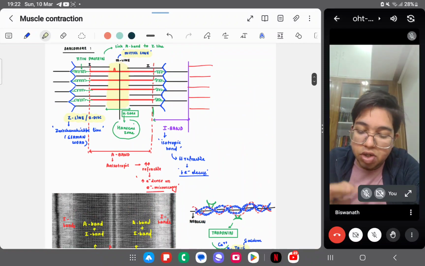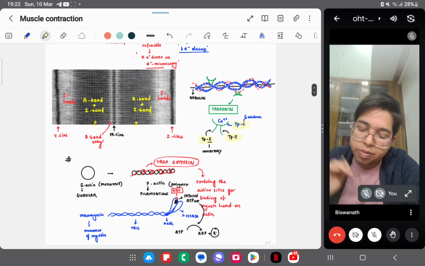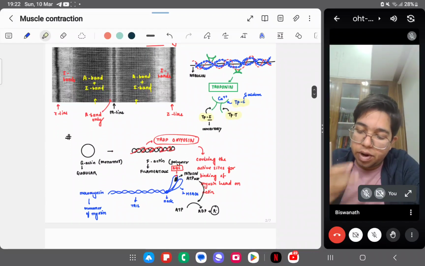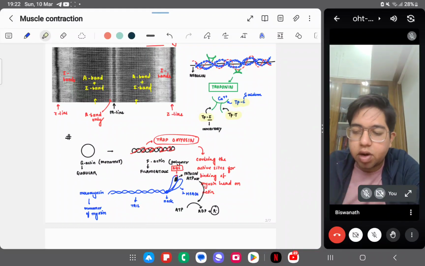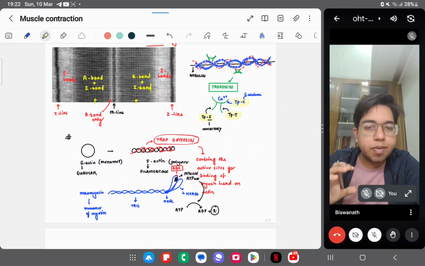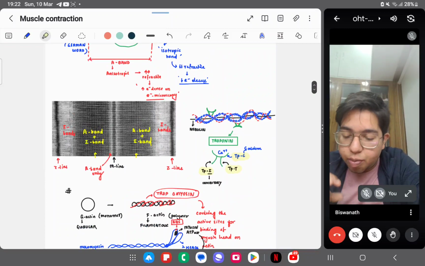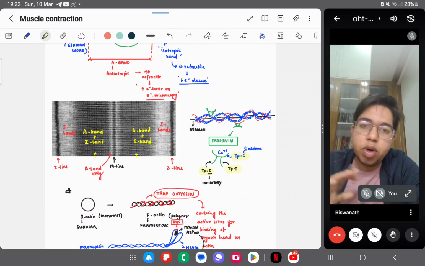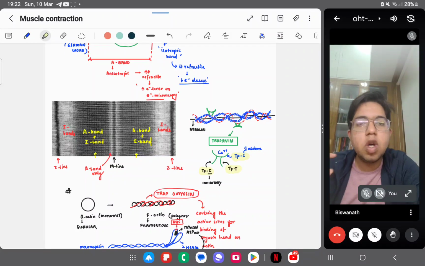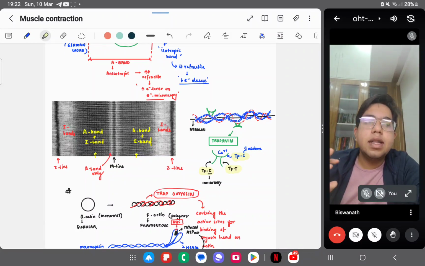So I hope you understood the sarcomere, the electron microscopy diagram, the structure of troponin, the structure of F actin and G actin and how they're coiled. That is the basic structure of the actin. You understood the basic structure of the myosin. You understood what troponin, tropomyosin, nebulin, titin, etc. are. Yeah, done.